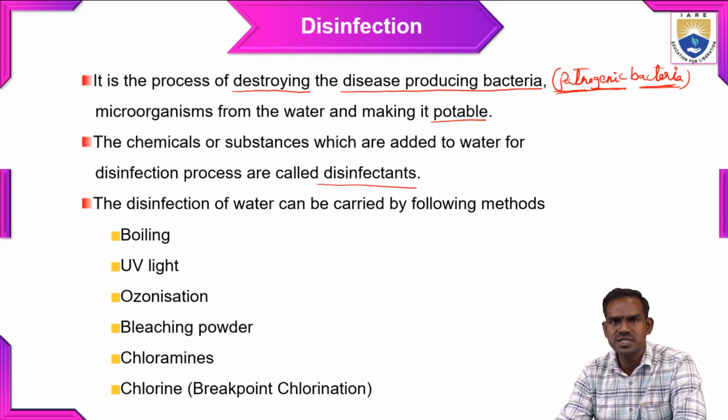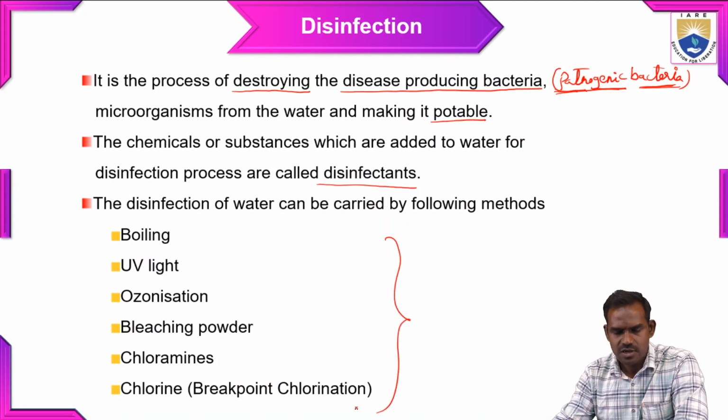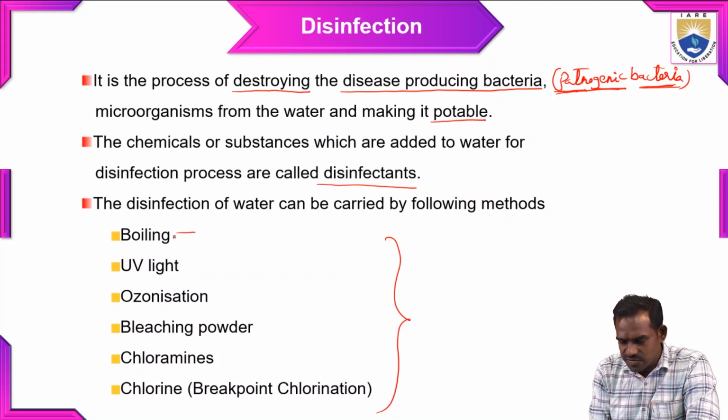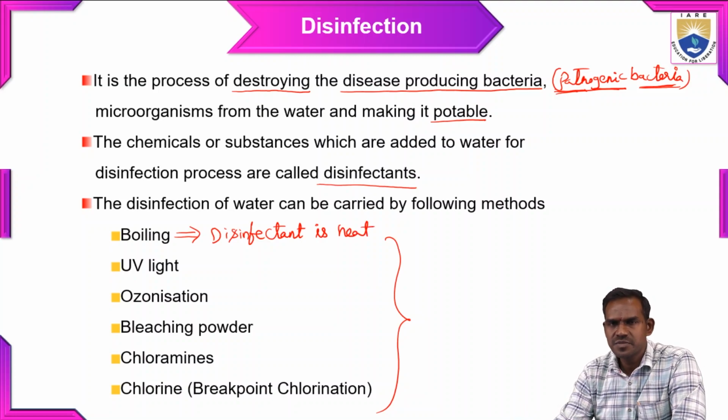The disinfection of water can be carried out by the following techniques, which are mentioned here. First one is boiling. In the boiling technique, the disinfectant is heat itself. When water containing microorganisms is heated, the microorganism activity will be destroyed, that means microorganisms will be killed. So in this boiling process, heat is the disinfectant.